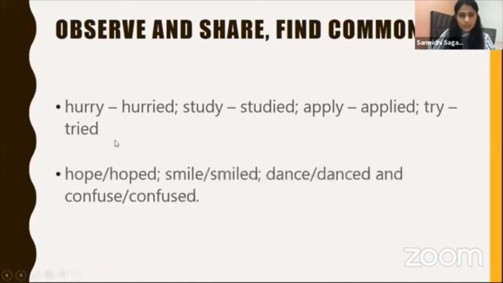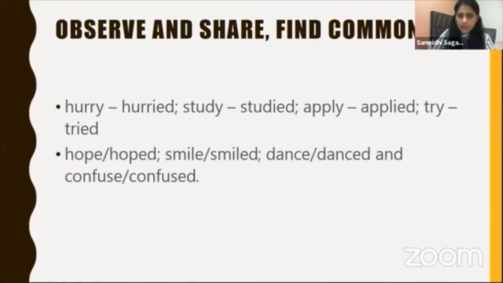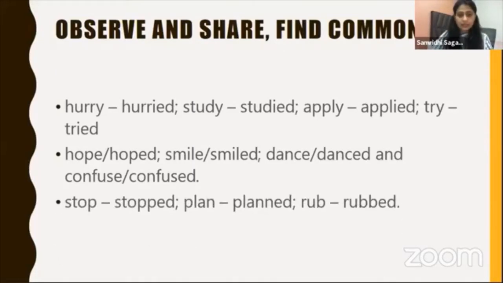So the next one here is hoped, smile, dance, confuse. So over again, they are finding the commonalities. And then lastly, we come to the double letter words. So we say stopped, planned, and rubbed. So my dear teachers, let them discover on their own. Just throw in some 10 words on this board with the common and similar spellings and the change of verbs and ask them to find out how it is happening.